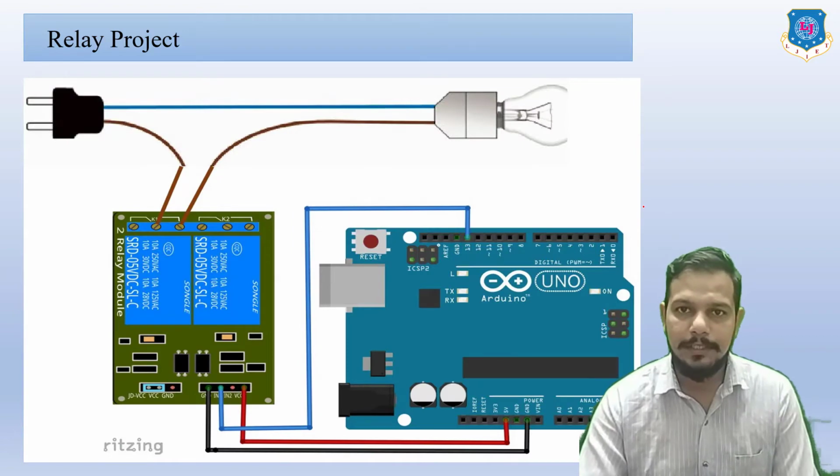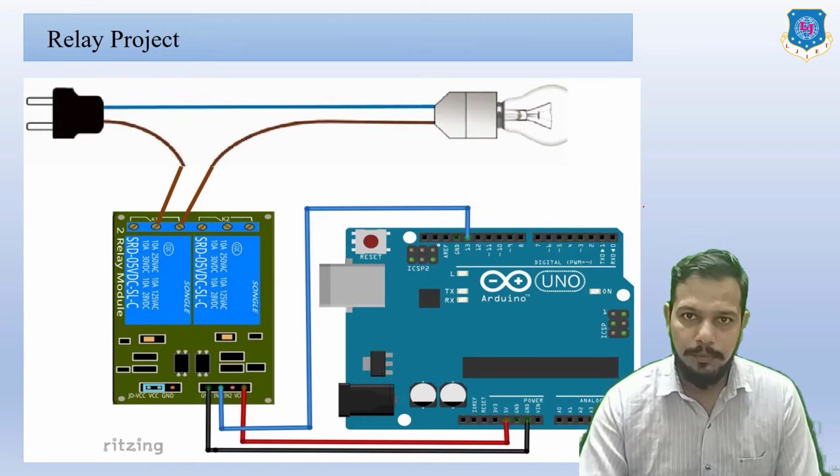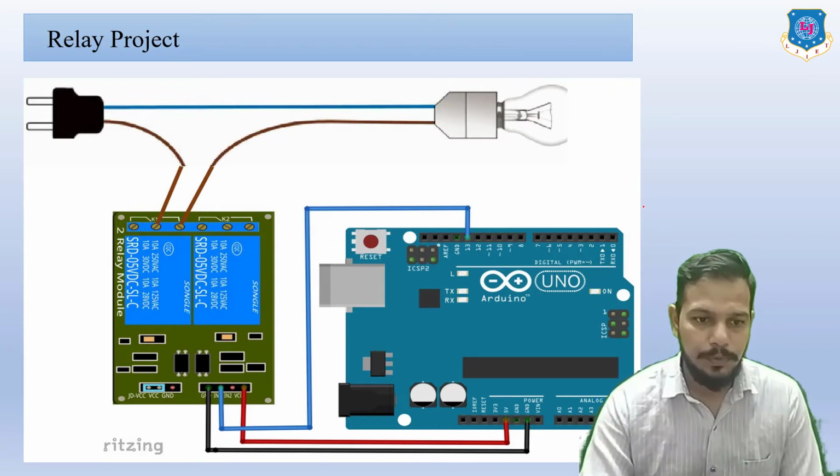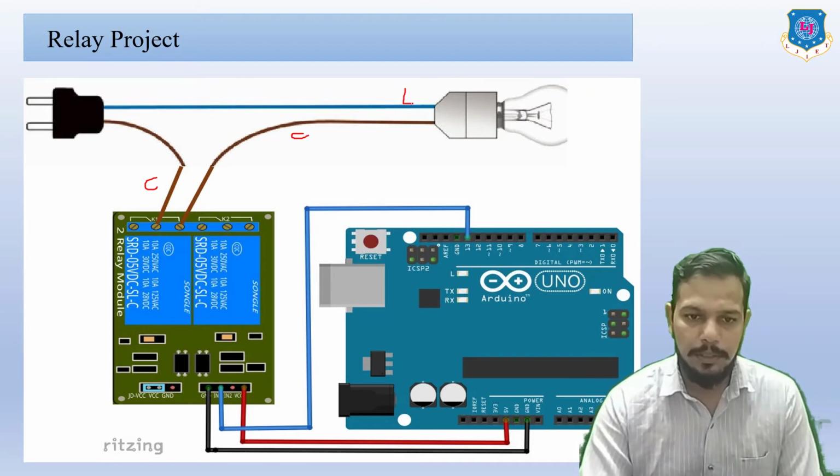Here you can see this is the real construction of the relay. These are the 3 terminals in which we are going to connect. This is common. Again common terminal, it is connected to here. This is common, and here it is the live wire. So like this you should connect the bulb with this relay board.